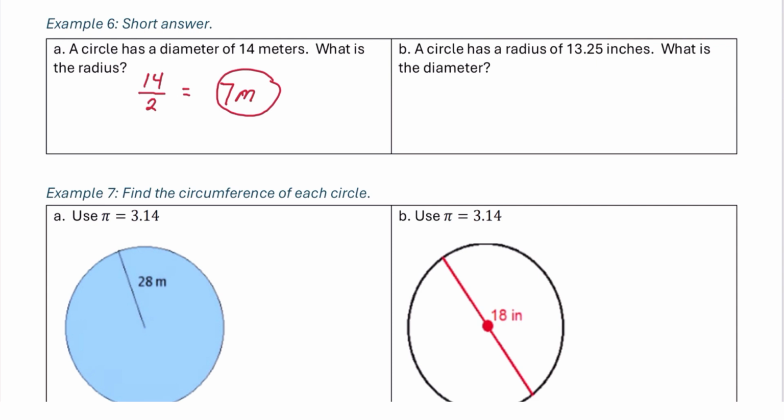Part B, a circle has a radius of 13.25 inches. What is the diameter? The diameter is double the radius. So let's multiply by 2. And we can see that the diameter is 26.5 inches.